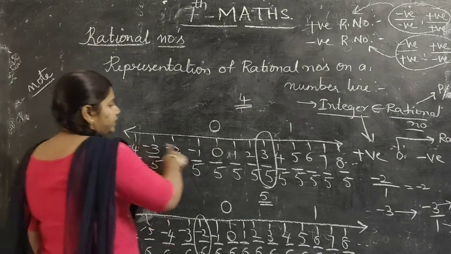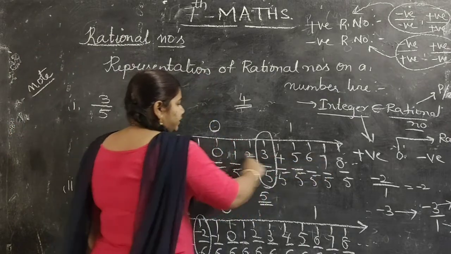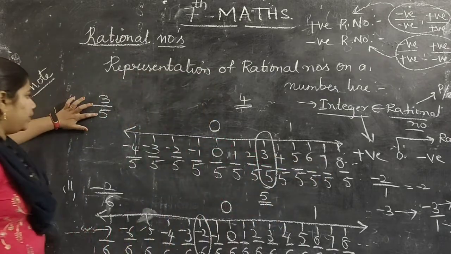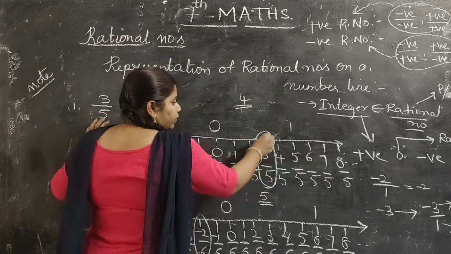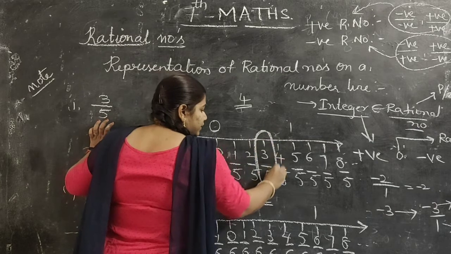So this is the integers number line. For these integers, what is the denominator here? 5. So I have divided all the numbers by 5. So where is 3 by 5? Here. So this is the representation.